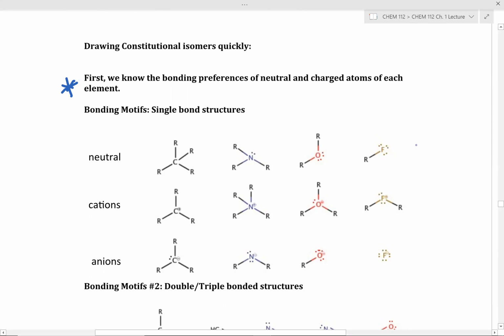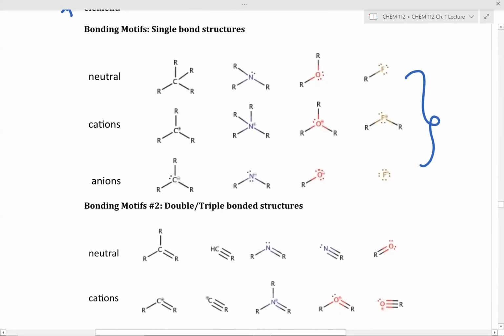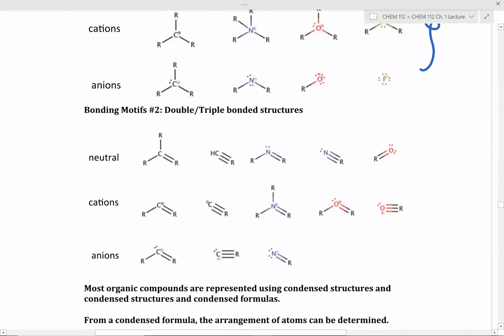These are our single bonded preferences. We can also draw bonding motifs for double and triple bonded structures. You don't need to memorize these, but I'd just like you to acknowledge their presence and try practicing using these motifs and recognizing these motifs as you draw Lewis structures. Because as you'll notice, the more and more you draw Lewis structures, the more you'll be able to quickly draw out atoms connected together using these motifs.